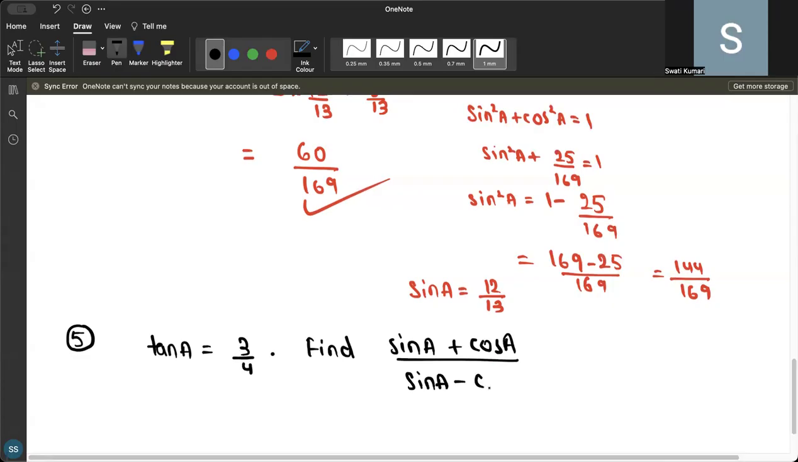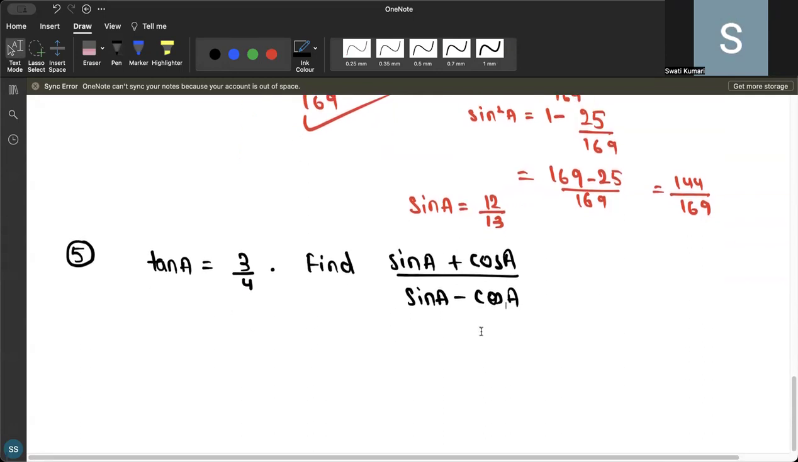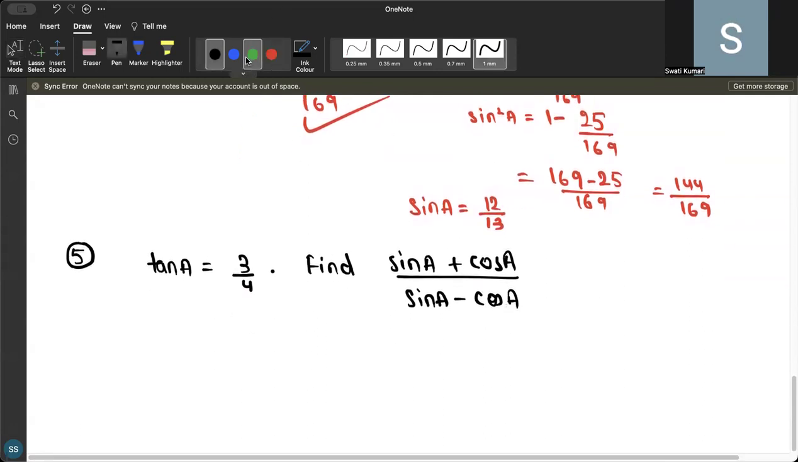Now this question I'm going to solve in a different way. Unlike the other ones, where I was directly solving using the trigonometric identities that I know, this one, let's solve it using the Pythagoras theorem. The first thing that I remember I had learned in trigonometry is to solve the questions using the Pythagoras theorem only. So first of all, tan A is 3 by 4.